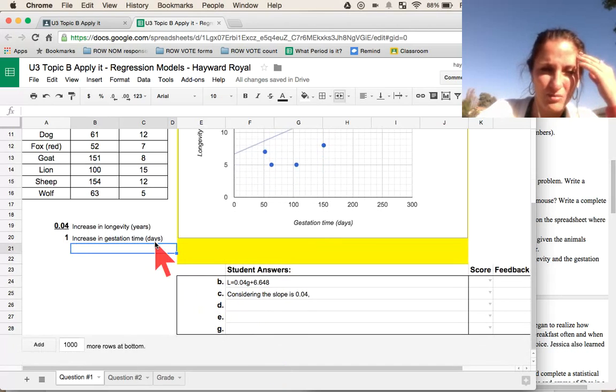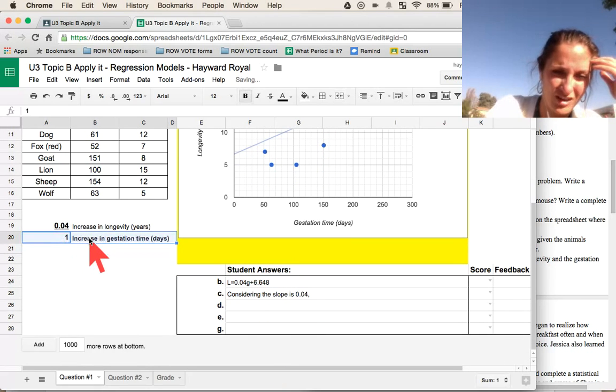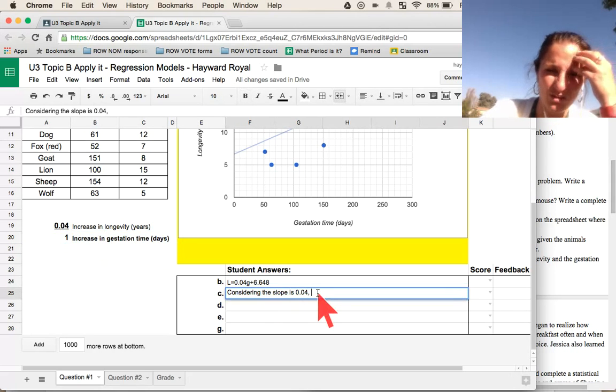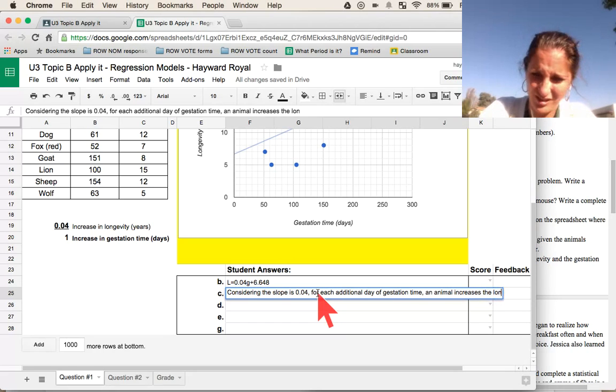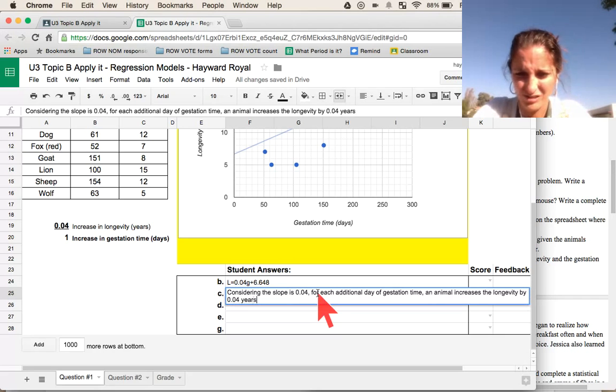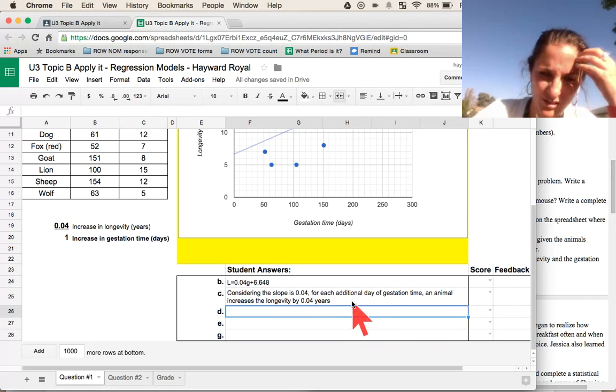So what we do when we talk about slope is we're always going to talk about the x variable first, and then we talk about the y. So considering the slope is 0.04, for each additional, which means increase, for each additional day of gestation time, an animal increases the longevity by 0.04 years. This is an example of what your sentence can say.